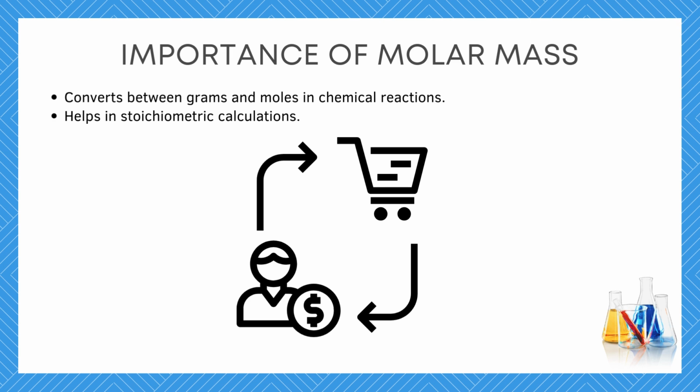So now what's the importance of molar mass? Firstly, molar mass converts between grams and moles in chemical reactions. You can use molar mass to convert between grams and moles. For instance, if they give you the amount of a substance in grams and you know the molar mass, you can convert it to number of moles. And we'll be seeing how to do that in a few moments. The next is that it helps us in stoichiometric calculations.